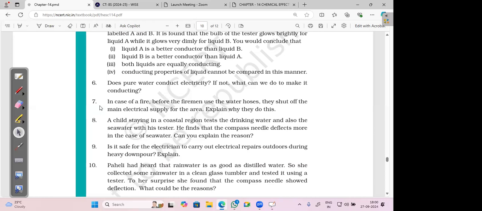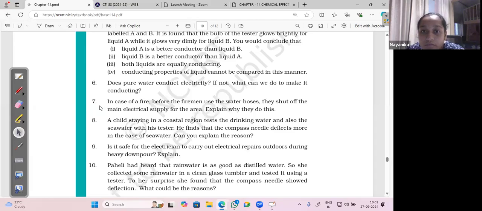Okay. The ninth: is it safe for the electrician to carry out electrical repairs outdoors during heavy downpour? Sir, no, as it is highly dangerous. When carrying out electrical repairs during the heavy downpour, it can cause electric shock, and water is a good conductor of electricity. It causes high explosion or high shocks.